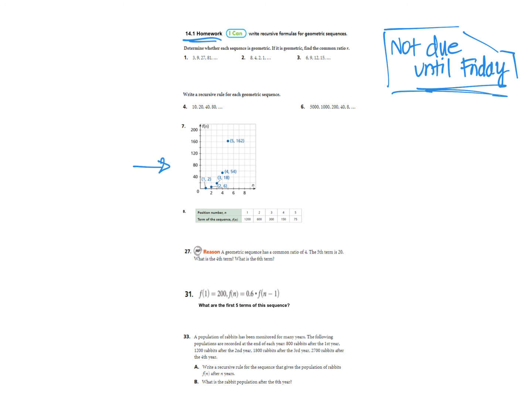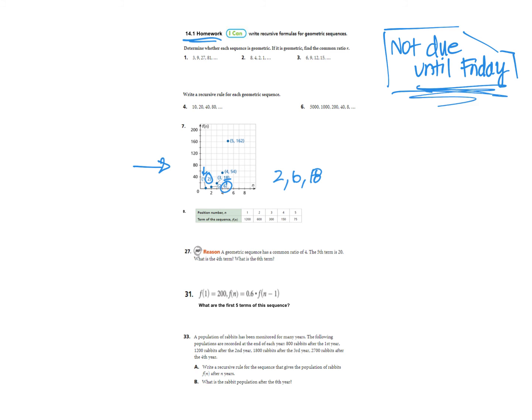Only one I want to point out is number 7. I didn't do one like this, but it's got a graph of points. That's still saying, okay, here's my first term is 2. So I would list, all right, my first term is 2. My second term is 6. My third term is 18. Now you should be able to kind of write a rule. So go ahead, try some of these if you have time.